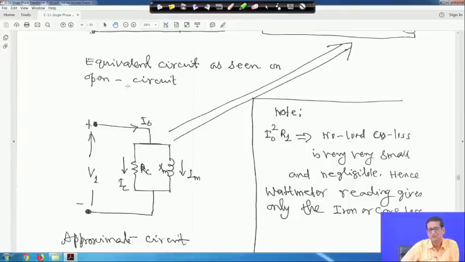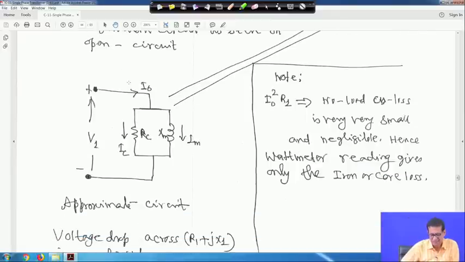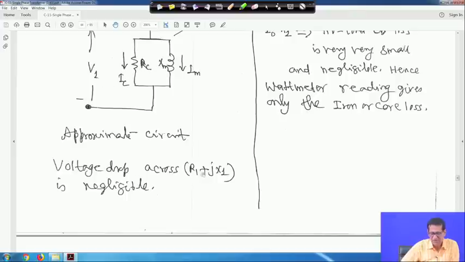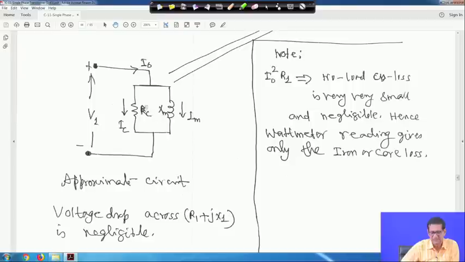So that is for the open circuit test. The voltage drop across R1 plus jX1 is negligible, because I0 is very small. So this is the approximate circuit.